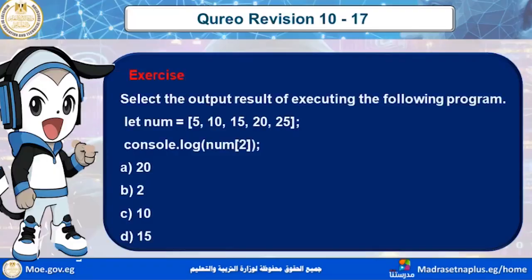Select the output result of executing the following program. Let num equal 5, 10, 15, 20, 25, and console.log num of 2. It means we have to locate the third item of the array. So the third one is 15, counting 0, 1, 2, and the result is 15.